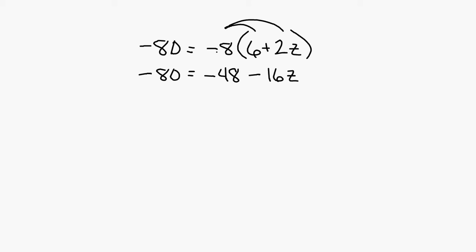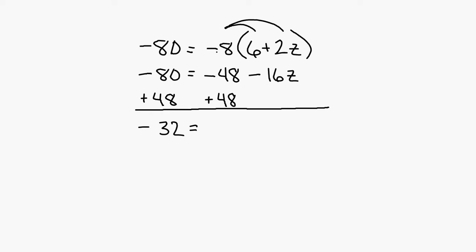You're trying to get the variable by itself, so you're going to add 48 to each side. So negative 80, or 80 negative in the calculator, plus 48 is negative 32. Equals. These 48s cancel out. And this negative 16z has to come down. All of it. All of this has to come down.